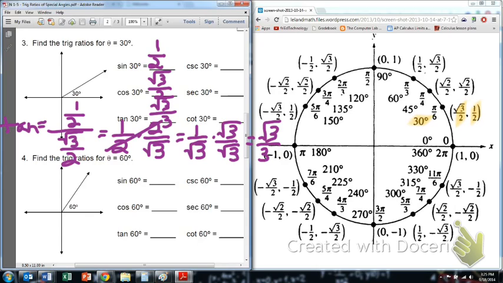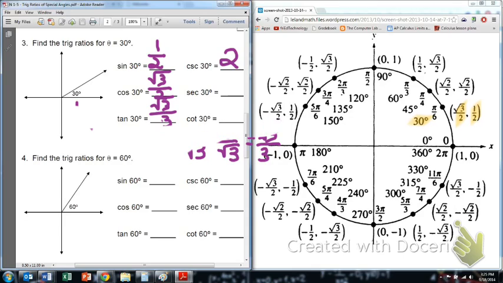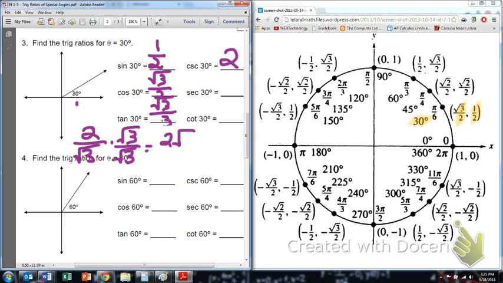Cosecant. We flip the sine. So the sine was 1 over 2. Cosecant would be 2 over 1, or just 2. For the secant, we're going to flip the cosine. The cosine was square root of 3 over 2, so we're going to do 2 over the square root of 3, or if we get rid of the square root, 2 square root of 3 over 3.